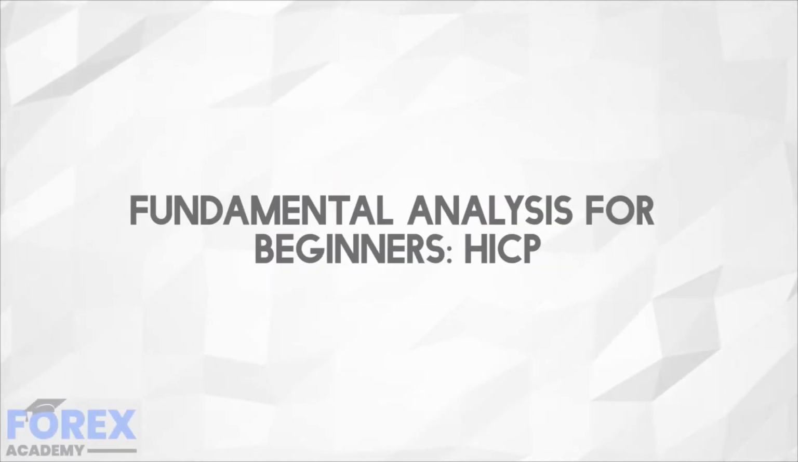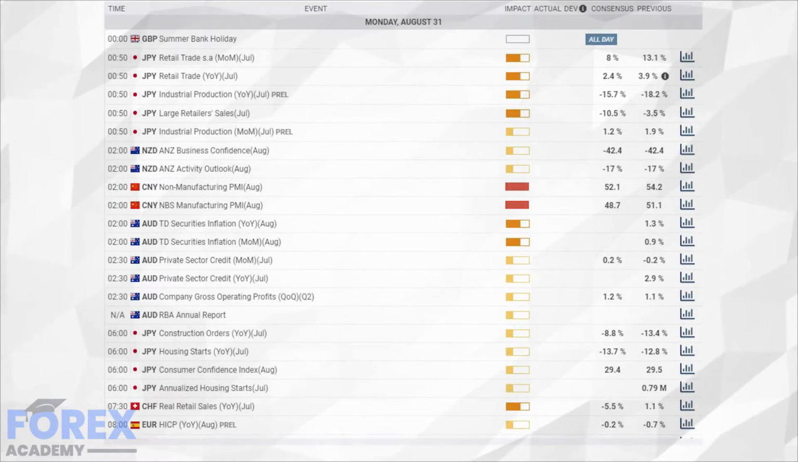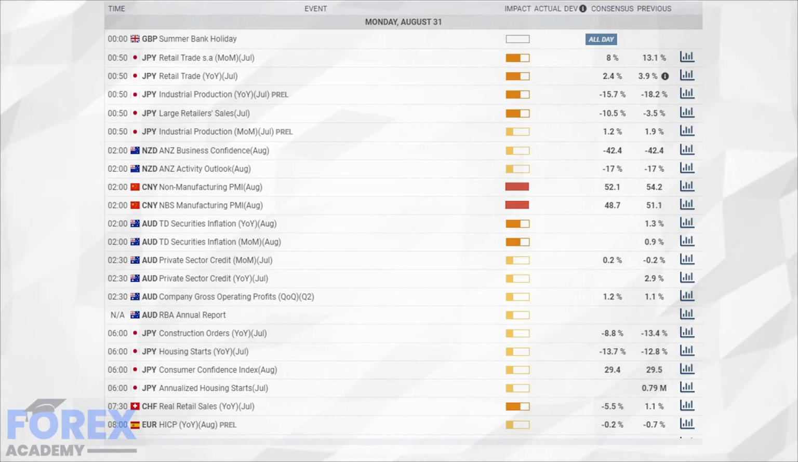In today's edition, we're going to be discussing Fundamental Analysis for Novices, HICP. If you are new to trading, you will need to have access to an economic calendar such as the one shown here, where governments around the world release economic statistics usually weekly, monthly, quarterly, or annually. The financial markets look at these statistics in order to try and gauge the strength or weakness of an economy based on the release of this information.